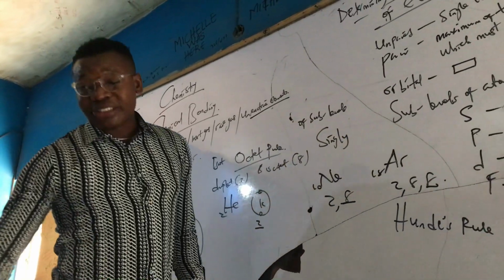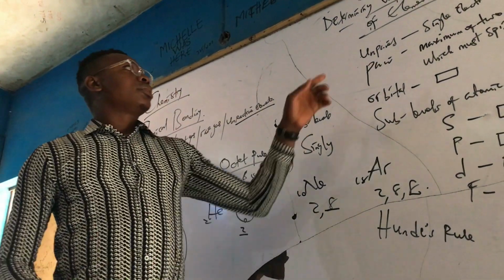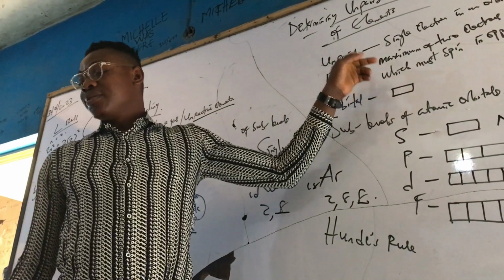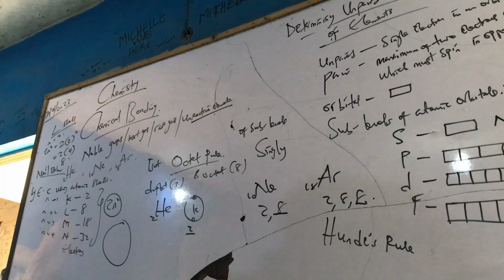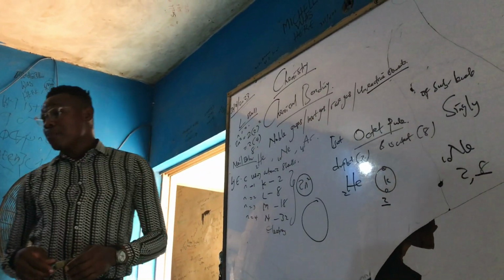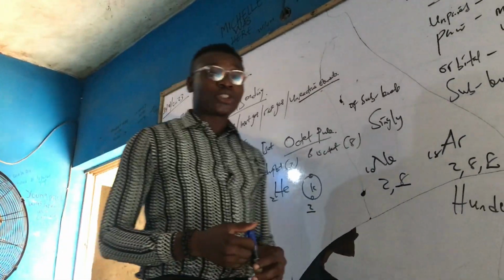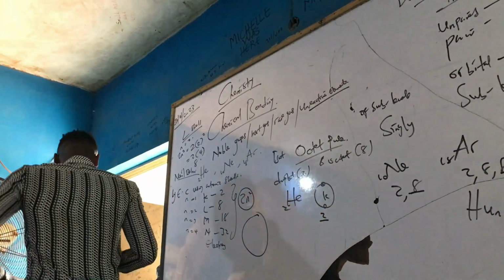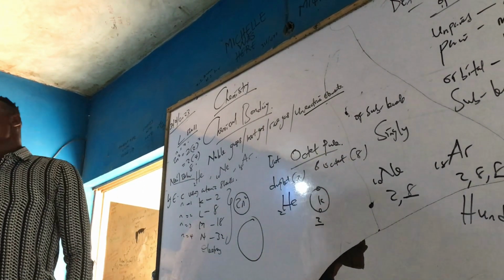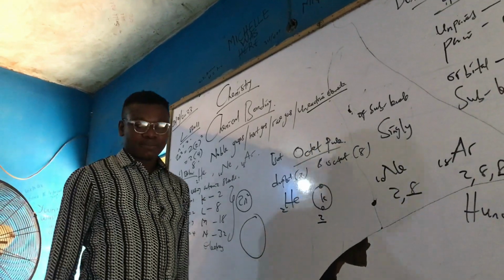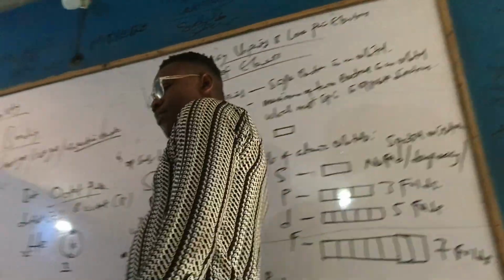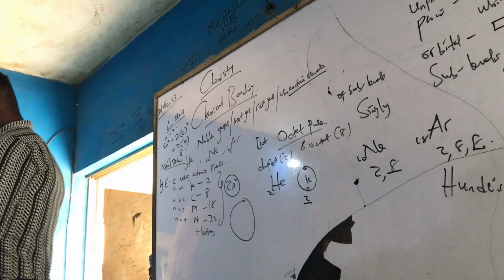Now, this rule is important in determining the number of unpaired electrons of an atom and the magnetic property of the element. Very interesting.